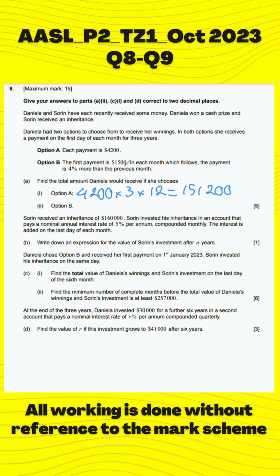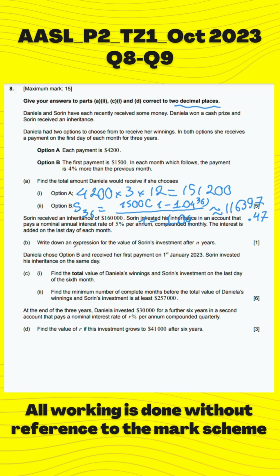Now if we choose option B, it will be the sum of the first 36 terms of a geometric sequence, where the first term is 1500 and the common ratio is 1.04. So it will be S36, the first term multiplied by 1 minus the common ratio to the power 36, divided by 1 minus 1.04. This will be nearly 116,397.47, correct to 2 decimal places.